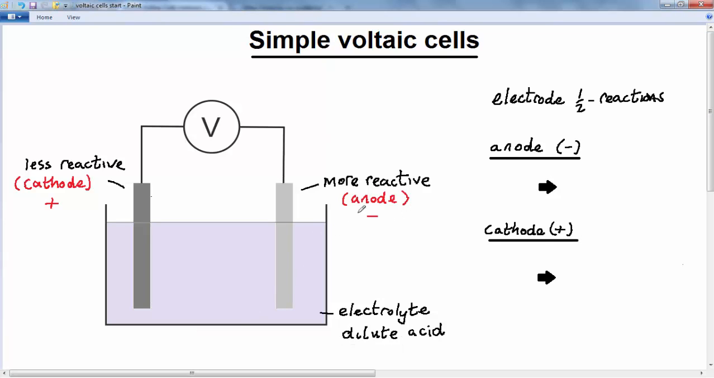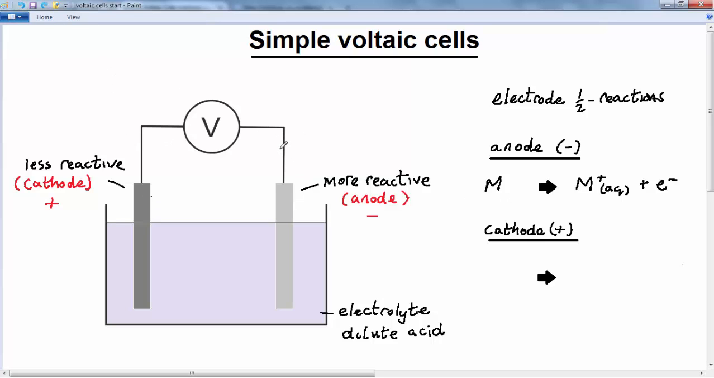So what's going to happen at the anode is the metal's going to lose electrons, and those electrons are going to be pushed around the circuit onto the cathode. If we just write a generic metal here, we just call it M, that's going to lose an electron, forming an aqueous ion, which will go into solution. So we can say that the metal is oxidized at the anode. These ions are going to go into the solution. This electron is going to be pushed around the circuit.